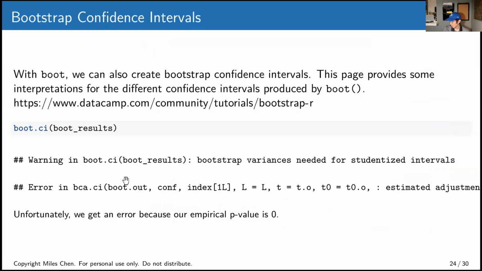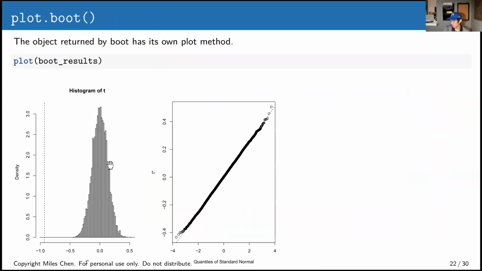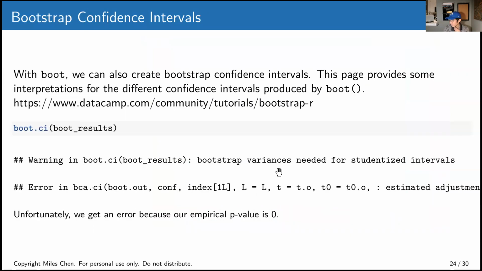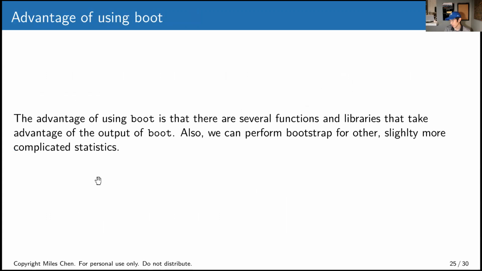Now, one problem for our results is that not once did we get a value that's more extreme. We have a p-value of 0. And with a p-value of 0, we have no bootstrap variances that we can apply. Because our empirical p-value is 0, it gives us an error with boot.ci. But we'll look at another example where we are able to do this.